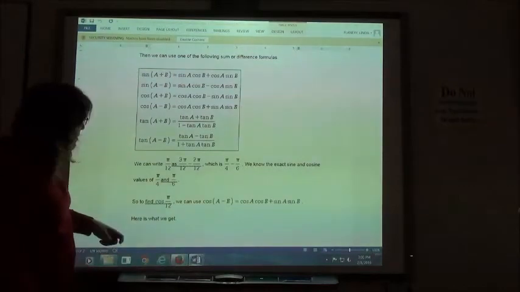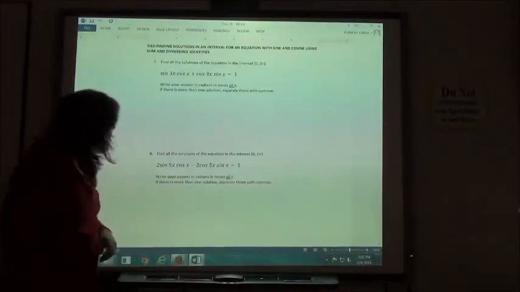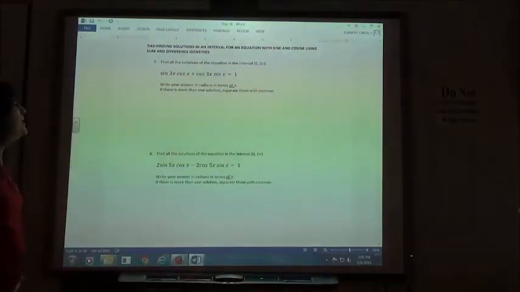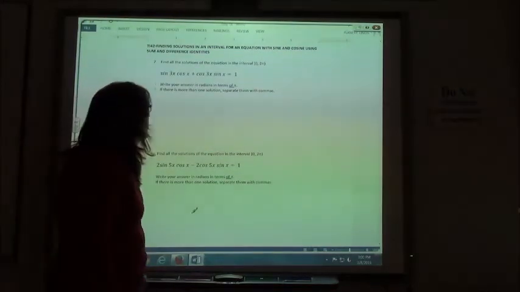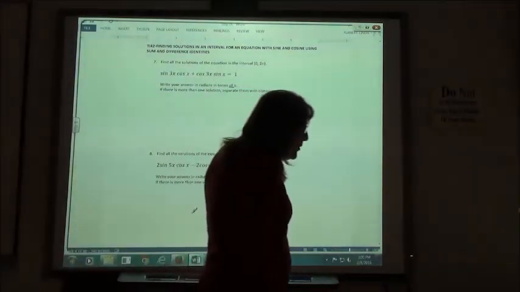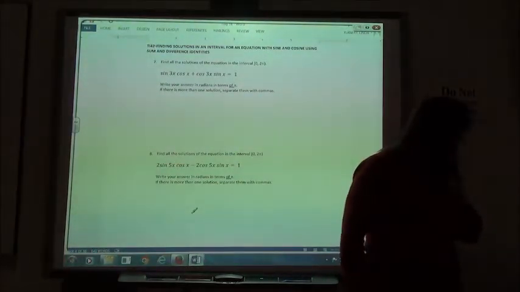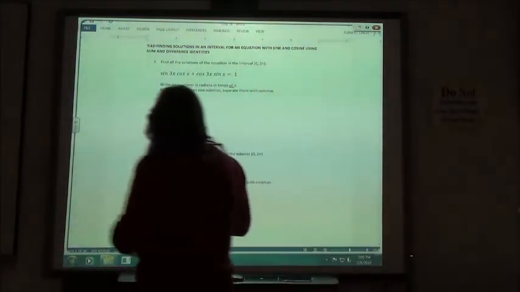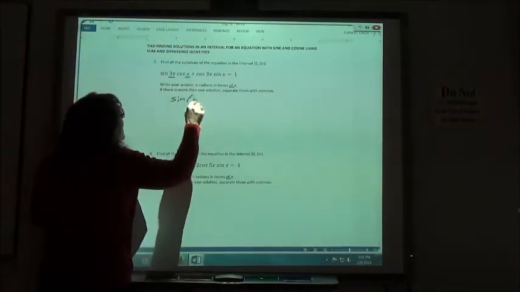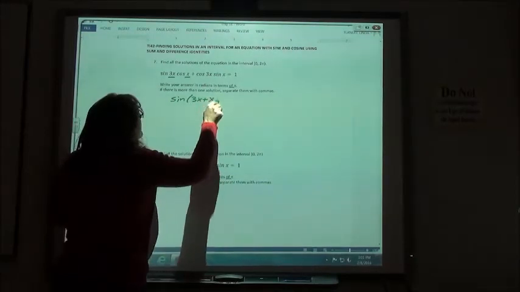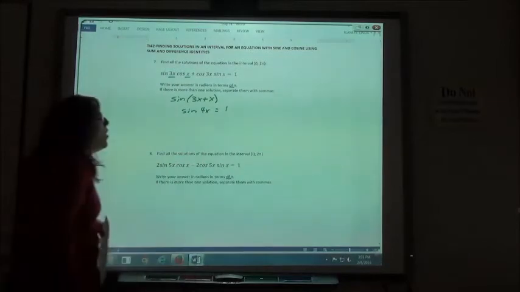And so going over here, we have the sine of 3x cosine of x plus cosine of 3x sine of x. So sine cosine plus cosine sine. If you look at your sum and difference formulas, that's the sine of A plus B. So I'm going to have the sine of 3x plus x, which is going to be the sine of 4x to equal our 1.